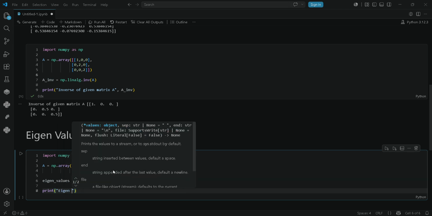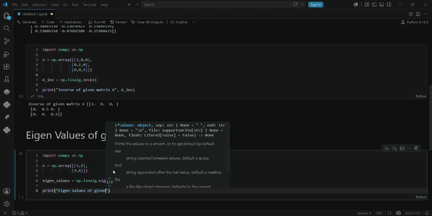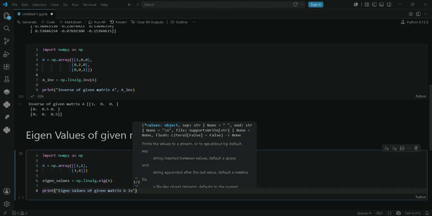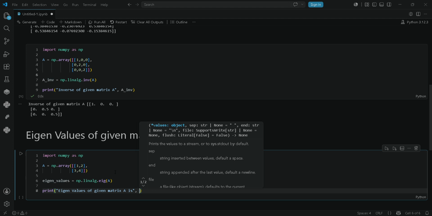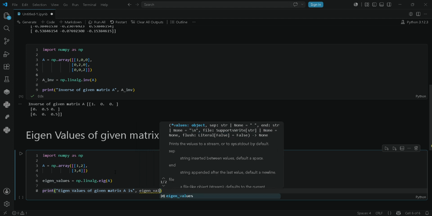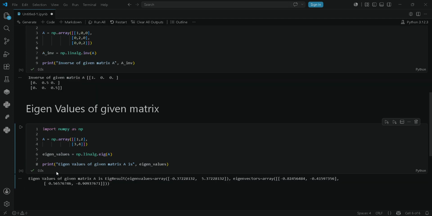eigenvalues of the given matrix A is eigenvalues, and we get the eigenvalues, and it also gives the corresponding eigenvectors.